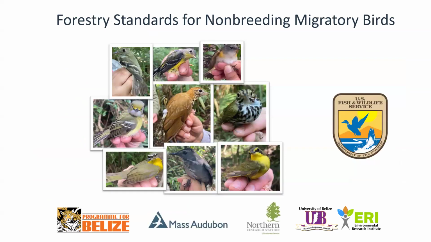And the project is titled Forestry Standards for Non-Breeding Migratory Birds, and is funded by the Neotropical Migratory Bird Conservation Act, administered by the U.S. Fish and Wildlife Service. So a big shout out to them and the invaluable work that they do. The main partners are Mass Audubon, Dave King from the U.S. Forest Service, Northern Research Station, and Program for Belize. We were also able to bring in Abita Sash from University of Belize Environmental Research Institute as a partner.